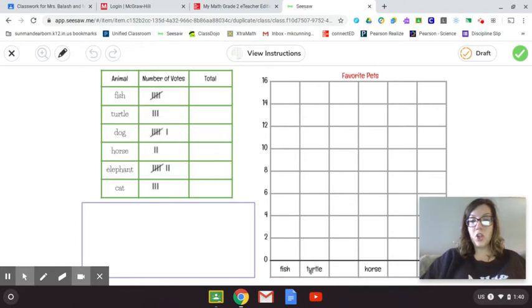So you have fish, turtle. You're going to have to write in dog, horse. You need to write in elephant. And then I can't see what's over here, but I'm guessing you're going to need to write cat if it's not filled in. Okay? Do your best. Count the tally marks. Make a graph. I don't want to do too much of this with you today. I want to see how you can do it, okay?